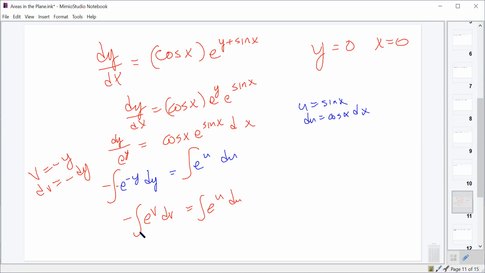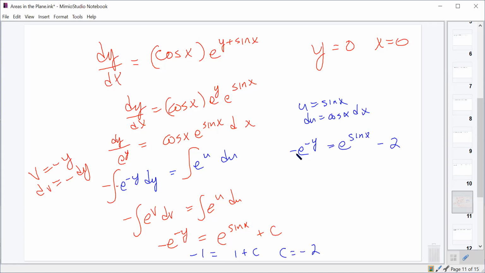Yep. All right. So over here, this just becomes what? Negative e to the v, or negative e to the negative y. And this becomes e to the u, or e to the sine x, plus our constant. And when x is 0, sine of 0 is 0, e to the 0 is 1. And over here, when y is 0, e to the 0 is 1, with a negative in front would be negative 1. So our constant should be negative 2. And so we've now got negative e to the negative y equals e to the sine x minus 2.